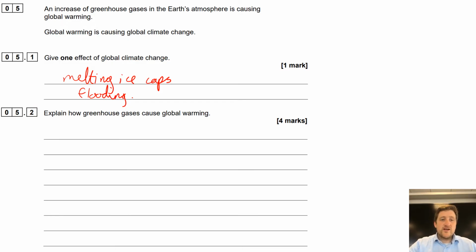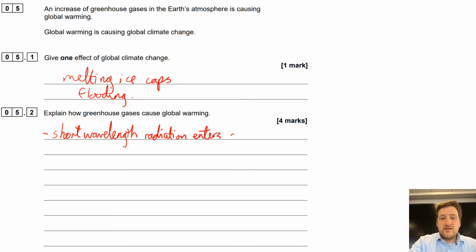The next one, explain how greenhouse gases cause global warming. Now, there is more of a physics way, but this links into physics and chemistry in reality. So we have short wavelength light, and this is where that little bit of physics comes in. So short wavelength light, or radiation, and it's electromagnetic radiation, enters the atmosphere. Now you can actually, if you want to, say what it is, and that's UV radiation. It's useful to know UV radiation is that short wavelength light.